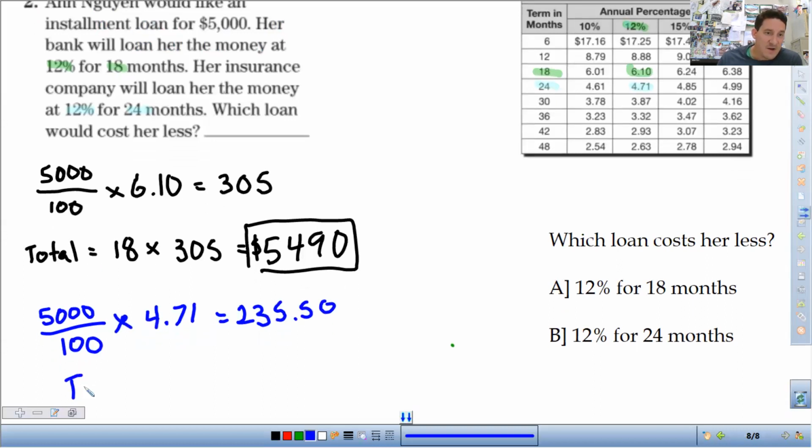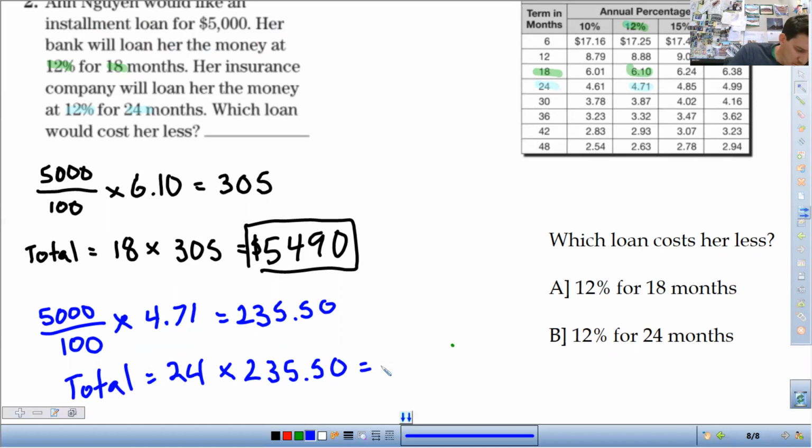So now I need to figure out the total that we're going to be repaying. I'm going to do the 24 months times the monthly payment. And that comes out to 5,652. So which one ends up costing her less? That would be A.